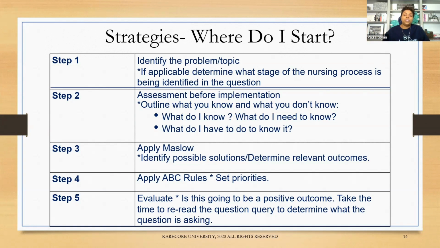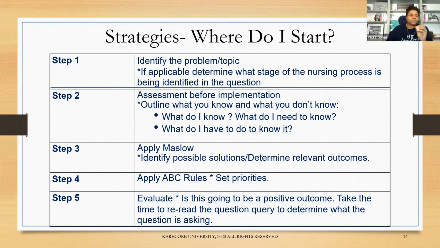Step 2 is, what do I know about this diagnosis? What do I know about this medication? What do I know about this disease process? As part of your assessment, think about what you know and outline what you know about that disease process, and do this before you even look at the answer options. Knowing the disease process or the medication is important, and so is just knowing it offhand.